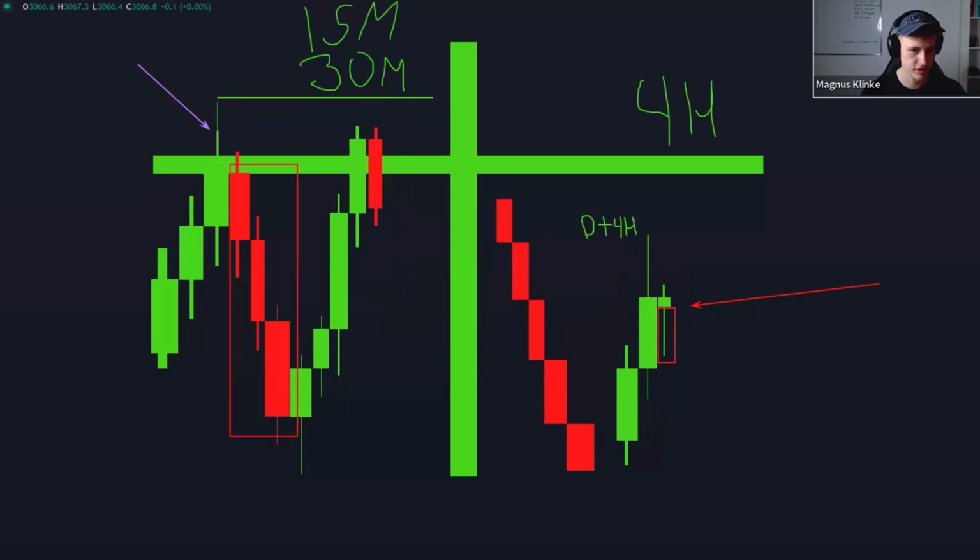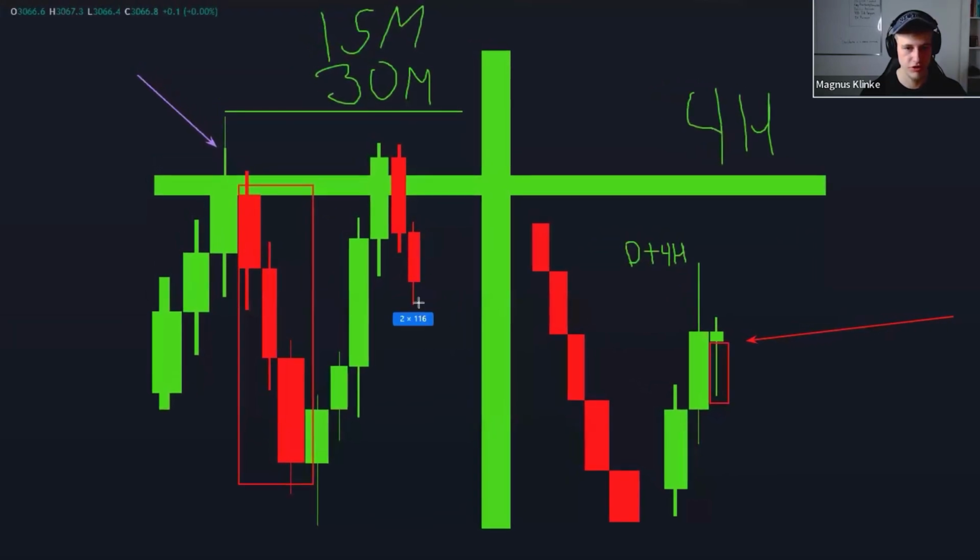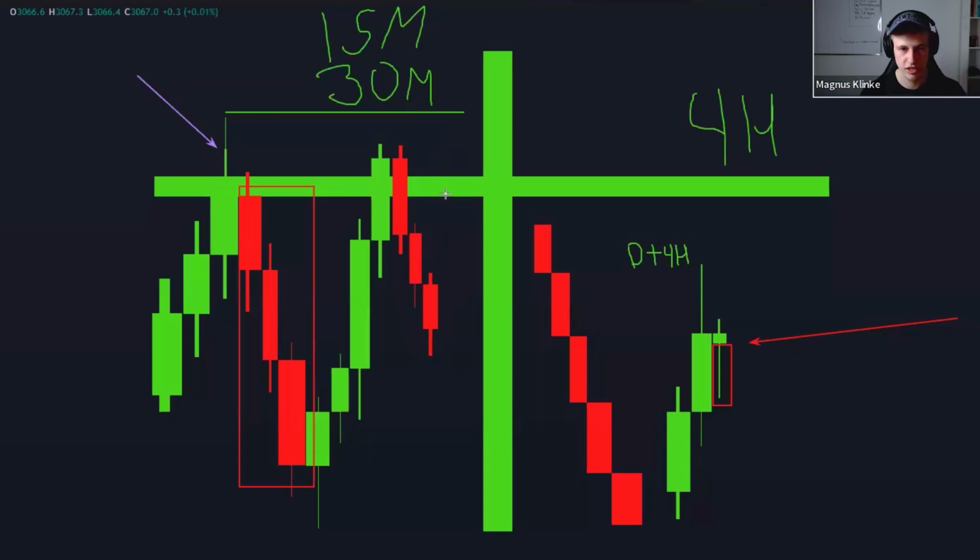Sometimes it doesn't give us that. It just begins to move down here, because maybe the move is already finished and we're going to create some new structures set up for the next session and all of that, basically.